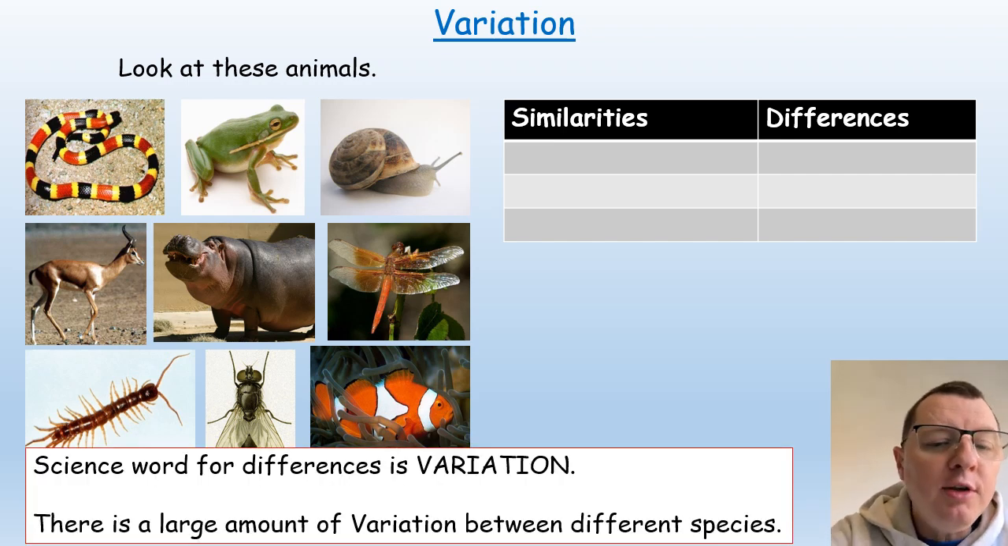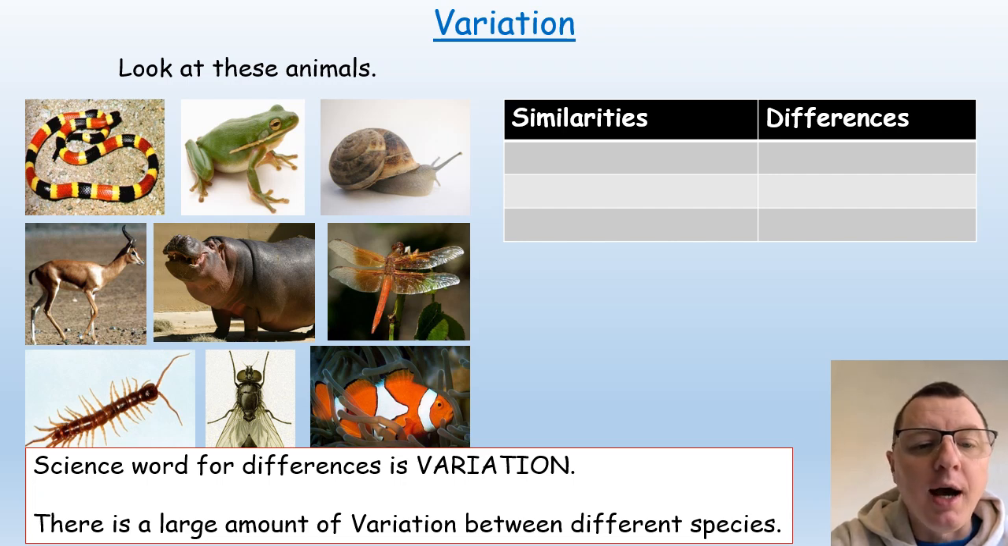Well, the science word for all of these differences is variation, and I would imagine that your list of differences was much longer than your list of similarities. And that's because there is always a large amount of variation between different species. And here we have 9 completely different species, although all members of the animal kingdom.